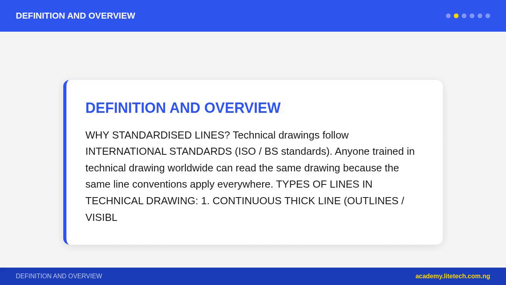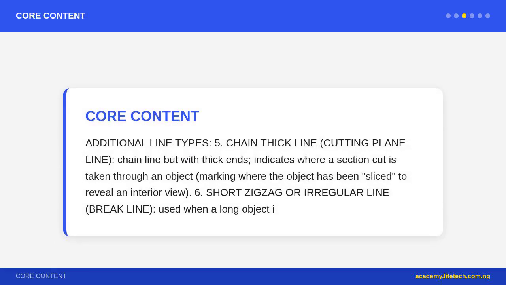Additional line types. 5. Chain thick line, cutting plane line. A chain line but with thick ends, it indicates where a section cut is taken through an object, marking where the object has been sliced to reveal an interior view. 6. Short zigzag or irregular line, break line. Used when a long object is shown shortened or broken, it indicates that the actual object is longer than what is drawn. Two types: long break, a freehand wavy line for shaft/rectangular objects; short break, a jagged line for small cylindrical objects.